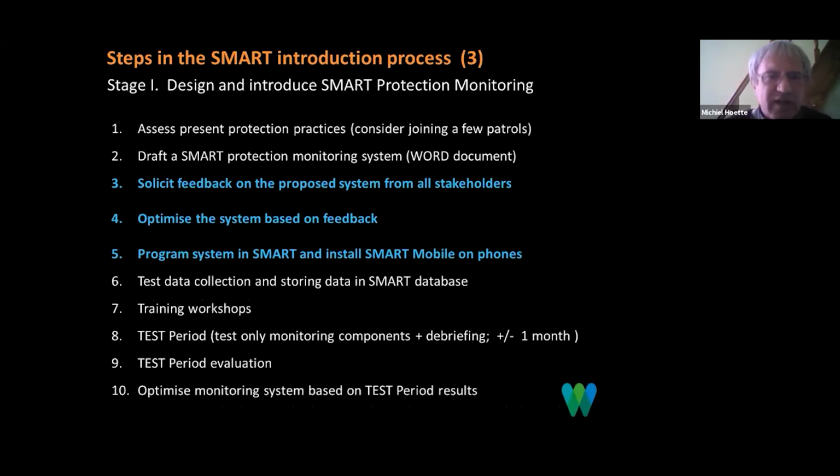So when you have done that, you optimize the system based on the feedback that you get. If you don't get feedback from some important stakeholders, you should really pursue them and ensure that you get their opinion. Maybe arrange an additional meeting and sit down with them and just go through the document page by page together with them if they find it difficult to write down their feedback.